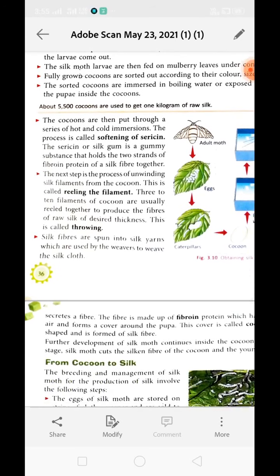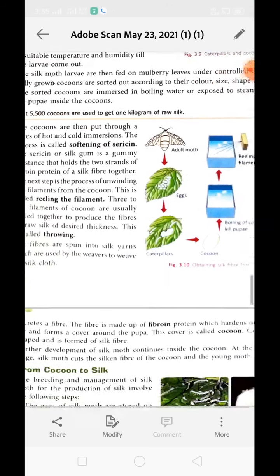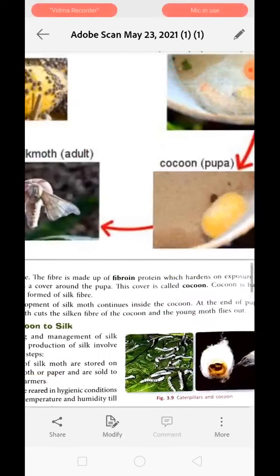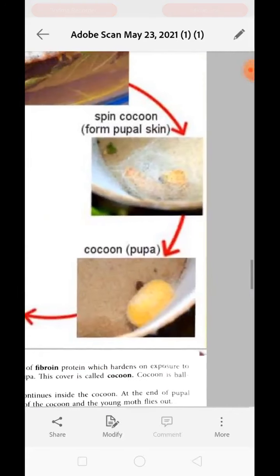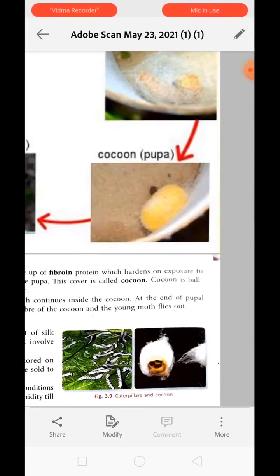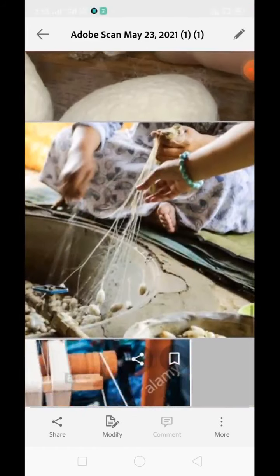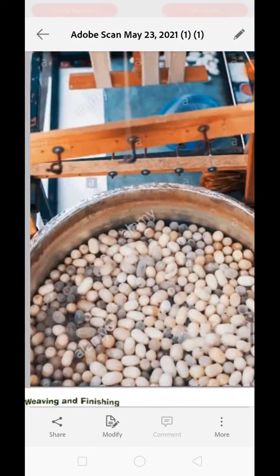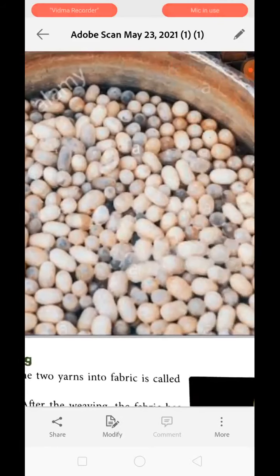Understood? So the silk moth larva, when it grows, turns into a cocoon like this. After releasing this type of thread, they turn into cocoons, and these cocoons are then sorted according to their color and size. You see over here, we have numerous cocoons. They are a little bit different from one another, so we sort them according to their size, color, texture, etc., so that we can have a uniform type of silk thread.